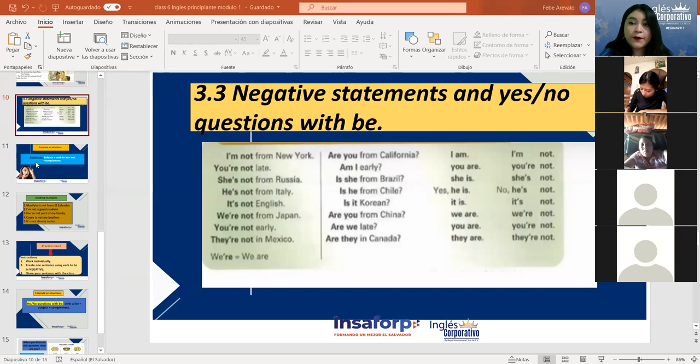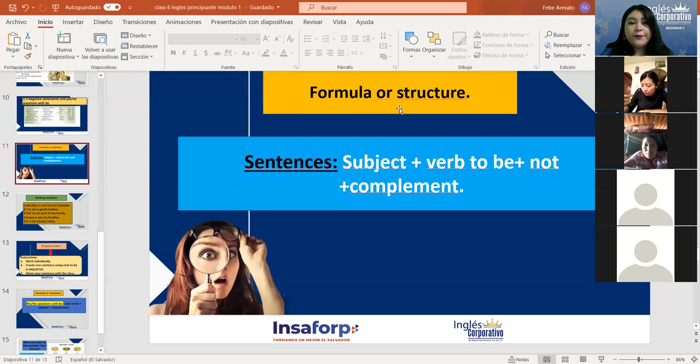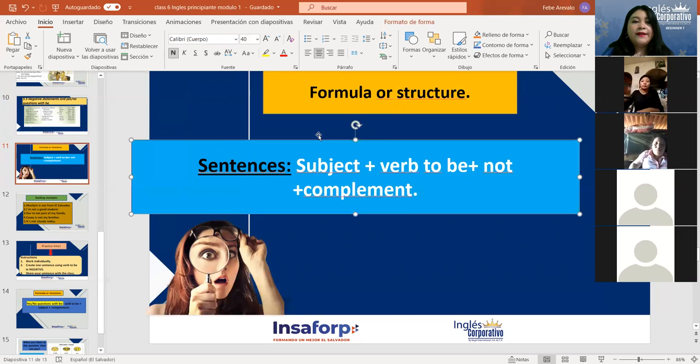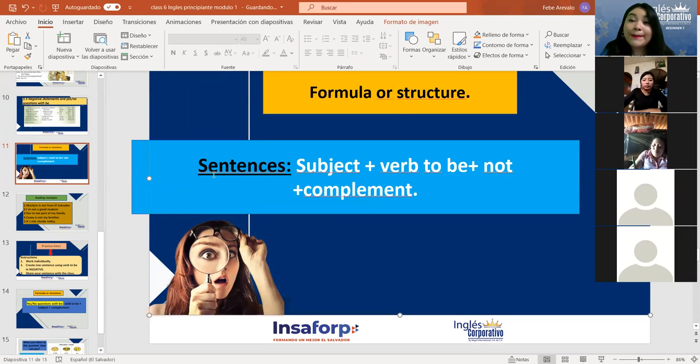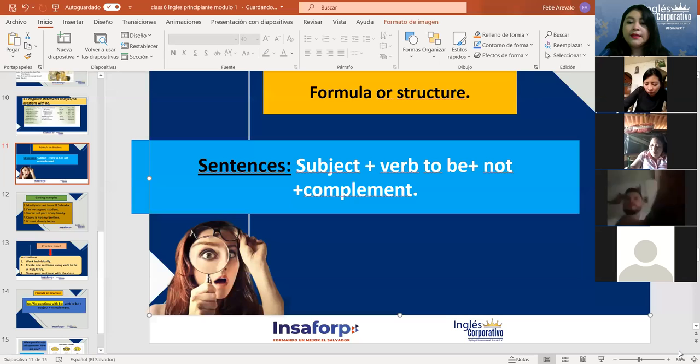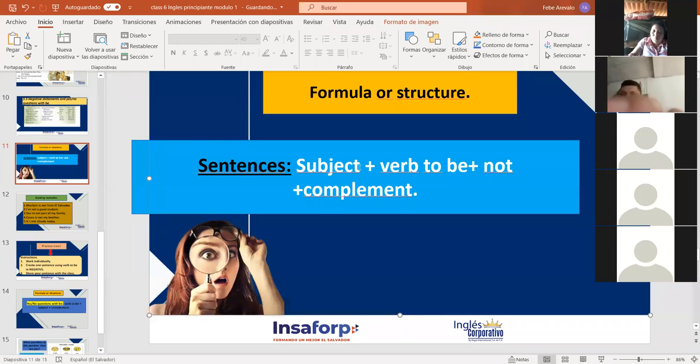All right, let's move forward to see what else do we have. Formula or structure, right? Sentences, esto es para oraciones, but in negative. Tenemos subject plus verb to be plus not plus complement. Ver cómo leemos esta structure. Let me see, María Montano, read it, please.